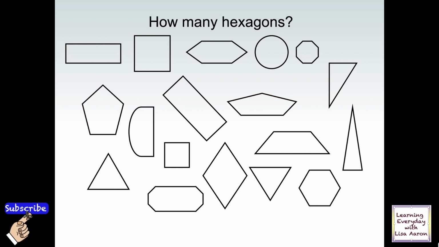How many hexagons? Hexagons are six-sided figures. There are two. How many octagons? There's two.